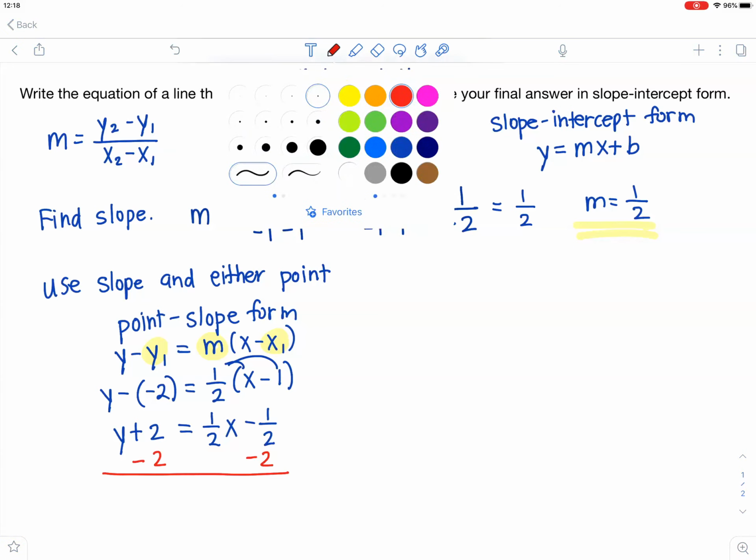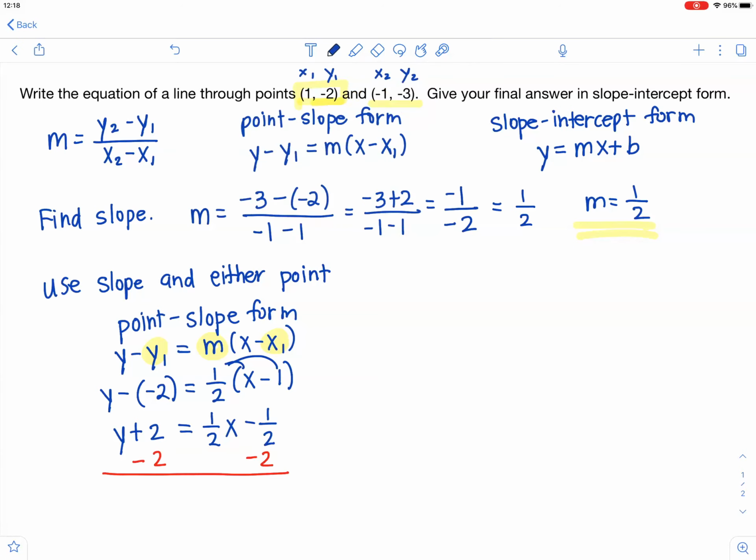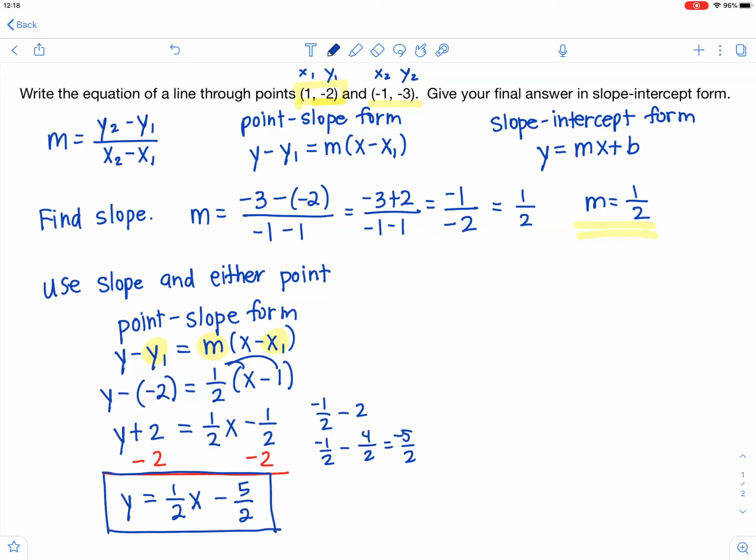When dealing with fractions, here, this one's not that bad. You need to get a common denominator. So that negative 2 becomes 4 over 2, and you get negative 5 over 2. There are also ways that you can do those fraction operations on your graphing calculator. So there, we're done.